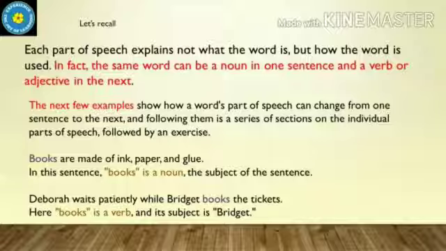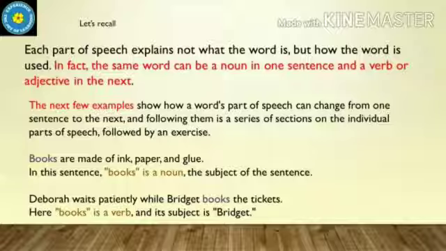Now this is what the slide talks about. Each part of speech explains not what the word is but how the word is used. The same word can be used as a noun or as a verb or even as an adjective. There are a few examples that I've given you here. The word books. Books are made of ink. So when I say books are made of ink, paper and glue, I say that as a noun.